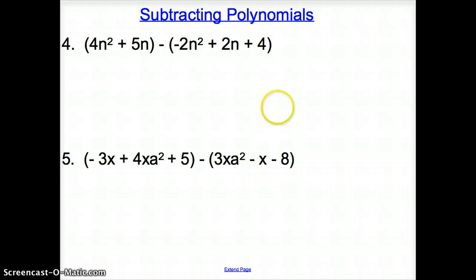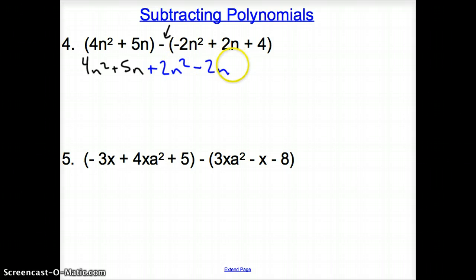Alright guys, you're doing great. Hang in there. Now we're going to move to subtracting polynomials. This is why I want you to write it out, because of that subtraction sign right there. So when we do this, I have 4n squared plus 5n. Now when it comes to subtracting, it's a little bit different. I'm going to change all of these signs. I'm going to make all these signs opposite from what they were. So I'm making this -2n squared a plus 2n squared, then a minus 2n, then a minus 4. So now, once you change those signs, it's just like adding polynomials.